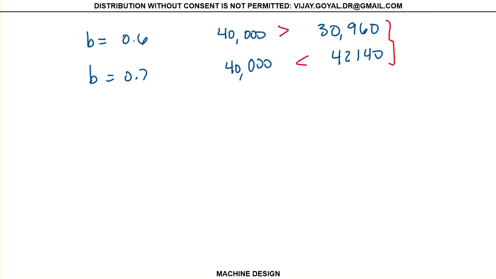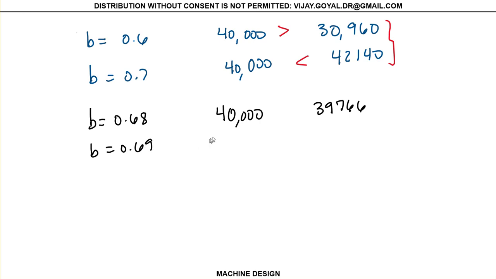And I am going to jump some steps here. If I just give you B is equal to 0.68, I did a couple iterations here. I can show that 40,000, and I get on the right-hand side 39,766. If I take B equal to 0.69, I get 40,000, and on this side I get 40,946. So what you can see in the problem is this is less, this is bigger.